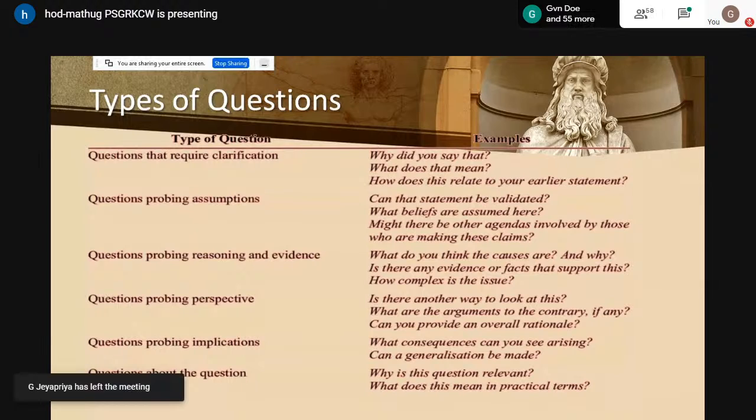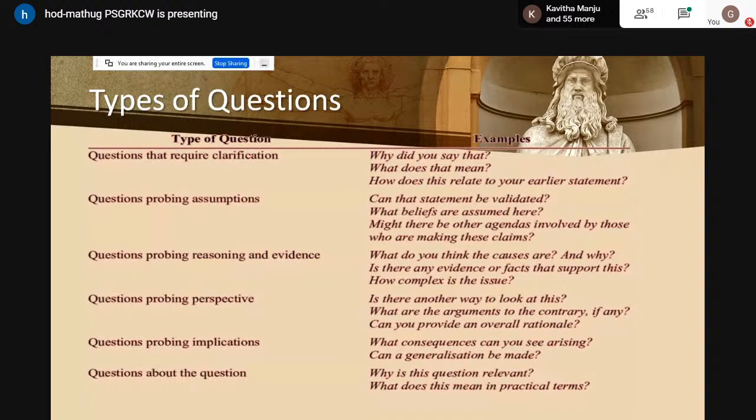And certain questions: Can you validate that? Especially in mathematics, there will be a lot of assumptions and approximations involved. So the realizations and assumptions can be validated. Then the questions probing reasoning and evidence.